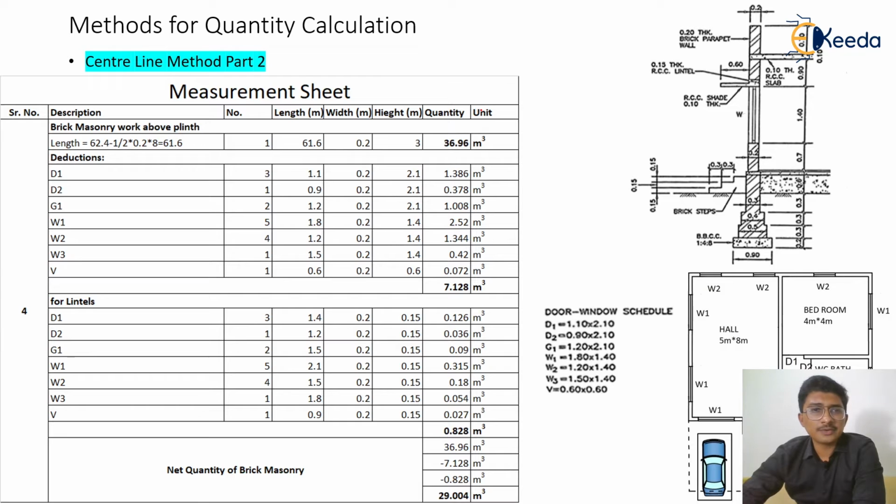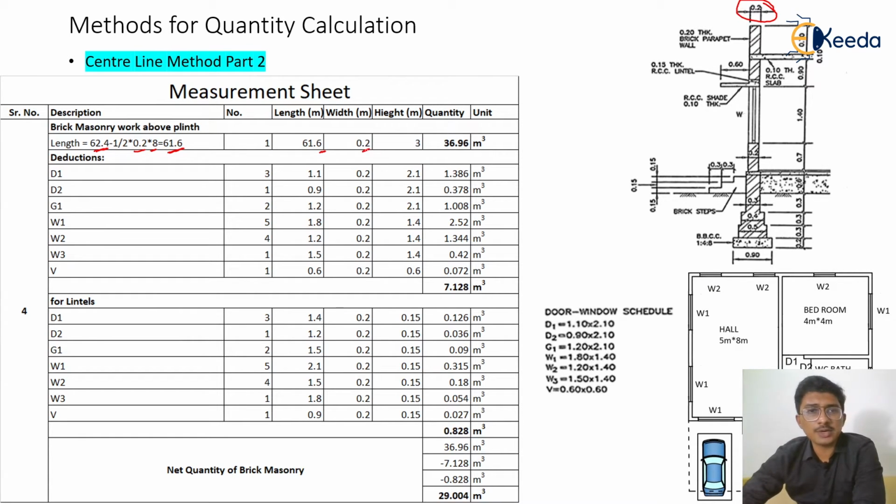Now, as we do remember the formula, total net centerline length is equal to total centerline length minus half of the width into number of junctions. Width is the width of the quantity that we are dealing with. So for now, brick masonry is above the plinth level. So we have the total length equal to 62.4, that is total centerline length, minus half of width that we are dealing with, which is 0.2 over here, and number of junctions we have is 8. Total length comes out to be 61.6 meter that we are using here.